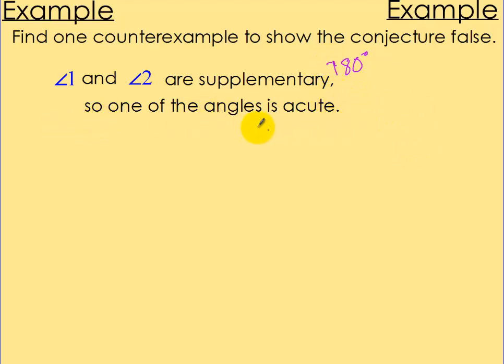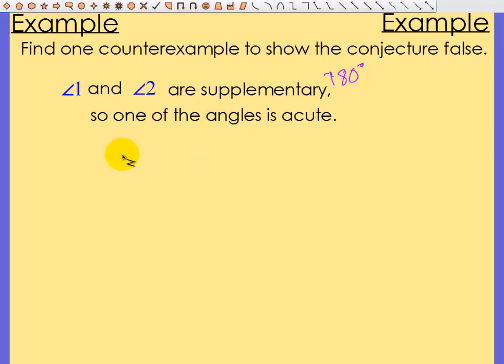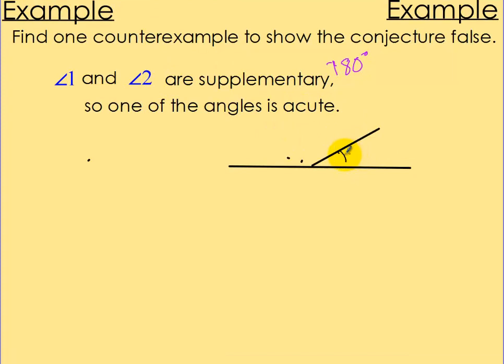So one of the angles has to be acute, because if you draw two supplementary angles, say a flat line with another line coming out of it, one's got to be acute, right? Like this angle's acute and this one's obtuse, because one's always got to be smaller just to make that happen.